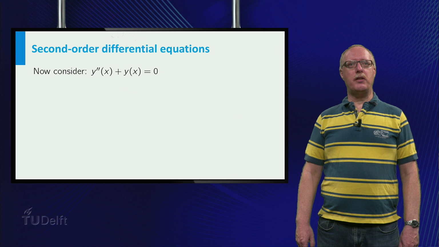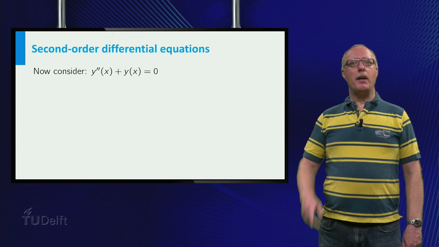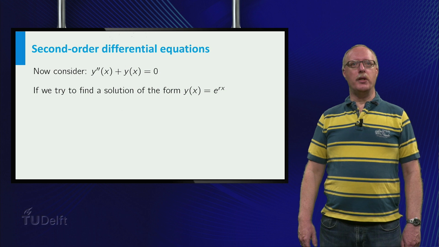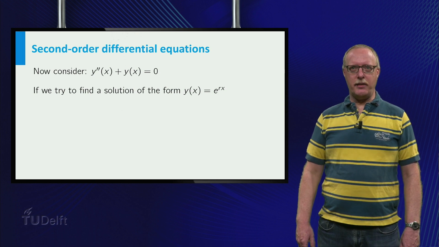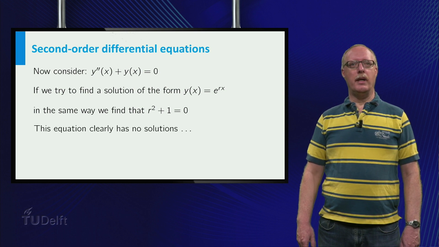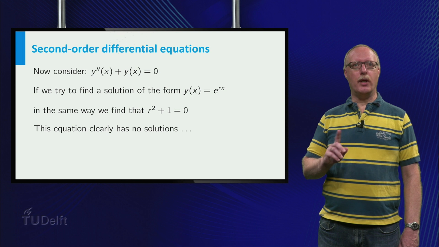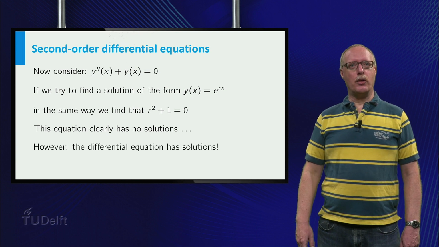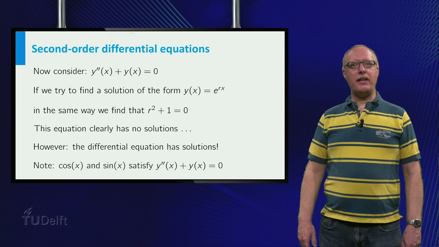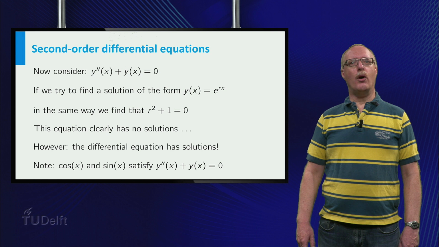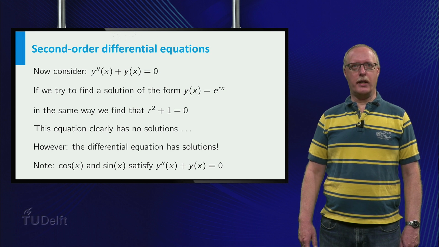Now consider the differential equation y double prime plus y equals 0. If we try to find the solution of the form e to the power r times x, in the same way we find that r squared plus 1 should be equal to 0. This equation clearly has no solutions. However, the differential equation has solutions. It is easily checked that both cosine x and sine x are solutions of y double prime plus y equals 0.